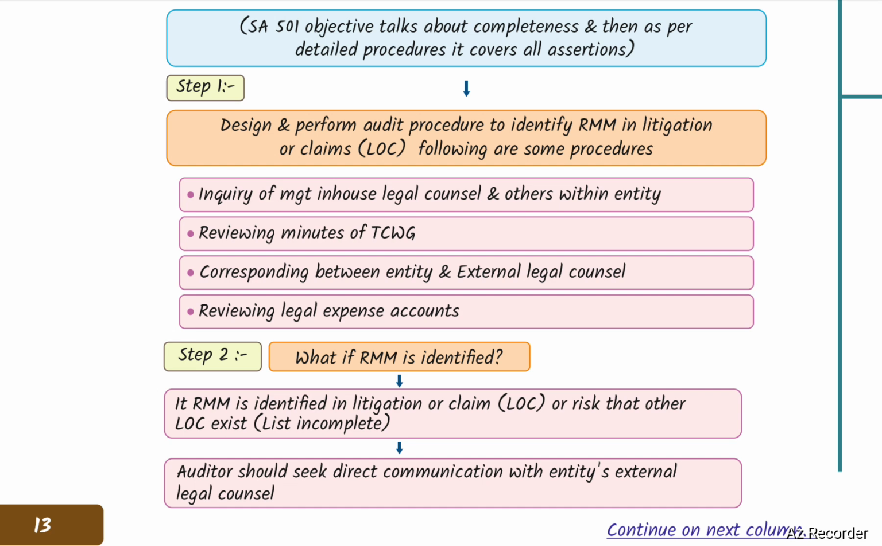Step number 2, what if risk of material misstatements is identified? If risk of material misstatement is identified in litigation or claims, or risk that other litigation or claims exist, that is the list is incomplete, the auditor should seek direct communication with the entity's external legal counsel.